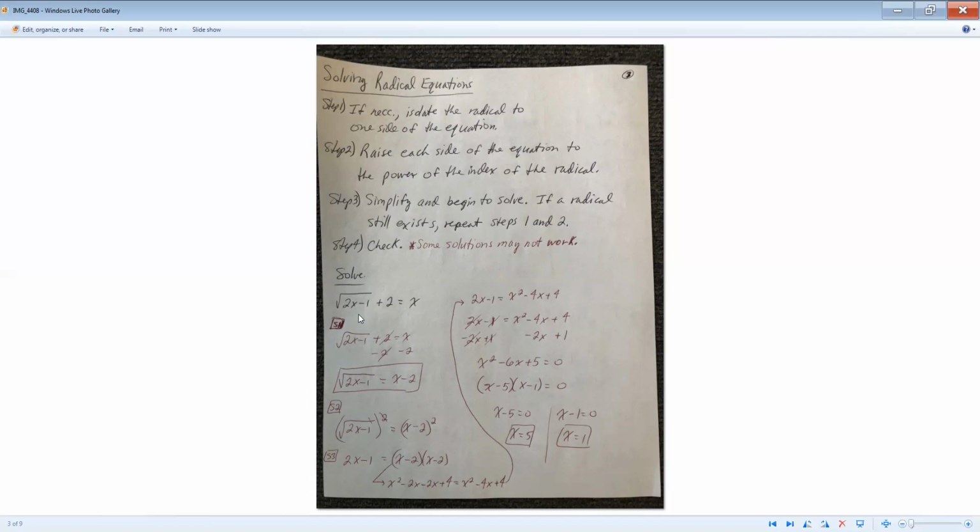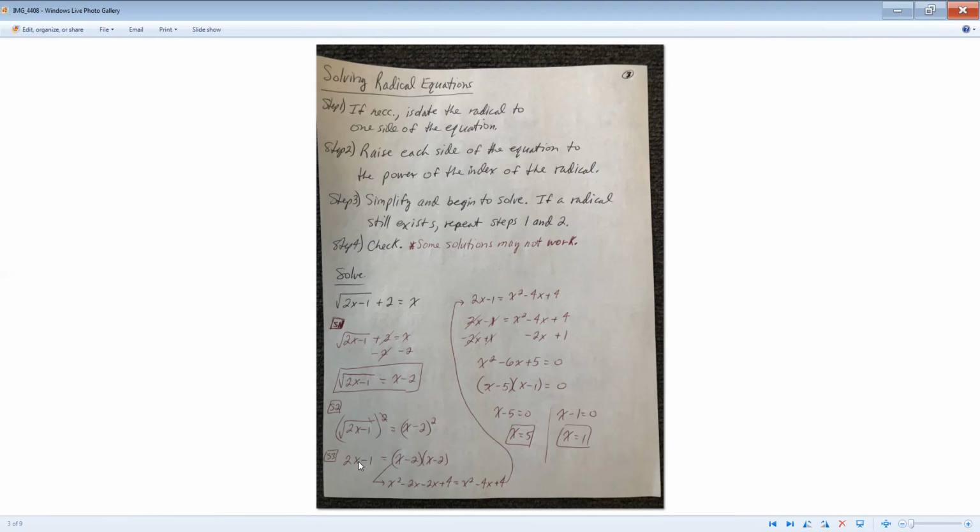We have the square root of 2x minus 1 plus 2 equal to x. The plus 2 is not under the radical, so the first thing we need to do is remove that 2 from the left side of our equation by subtracting from both sides. That'll give us the square root of 2x minus 1 equal to x minus 2. Now we can square both sides.